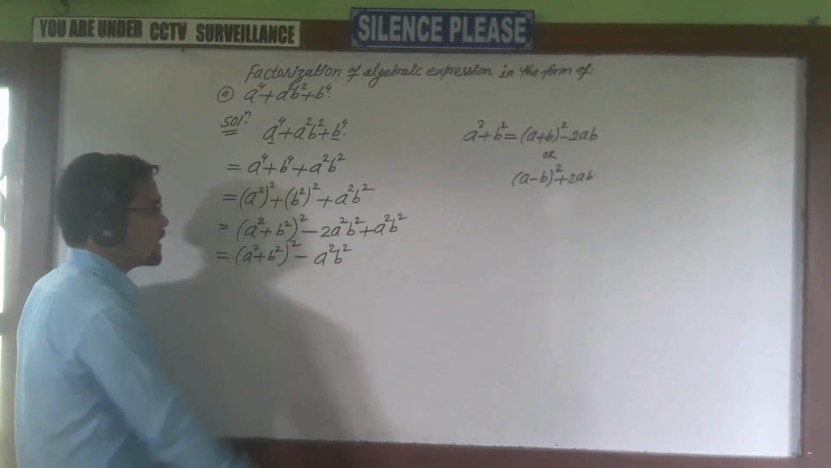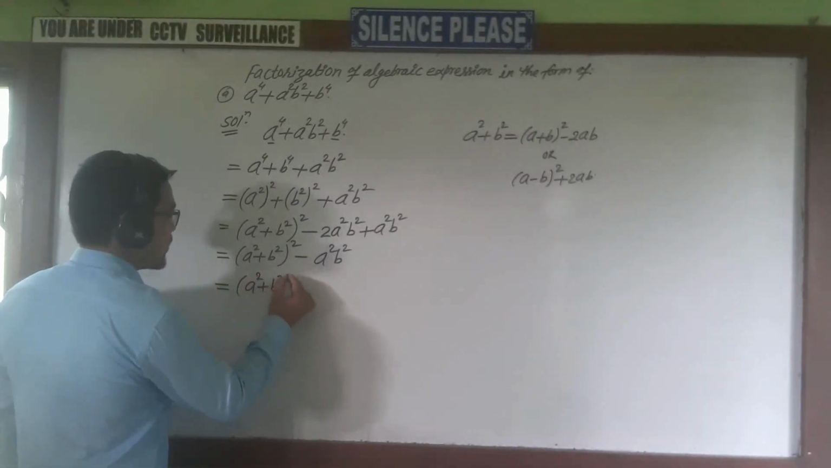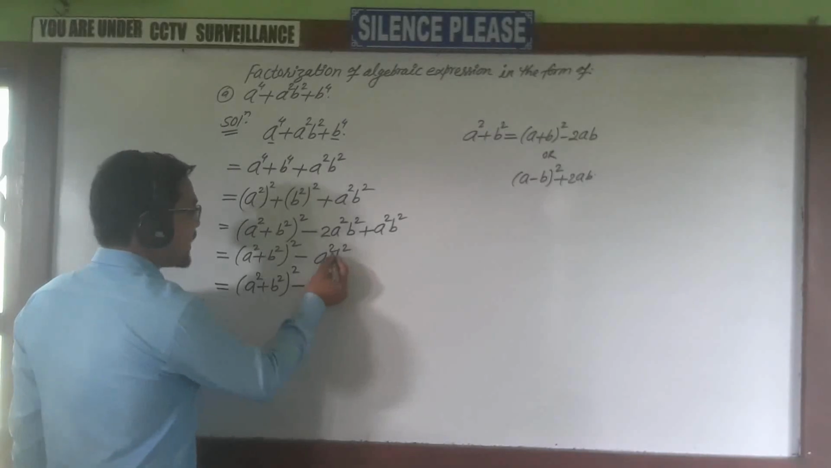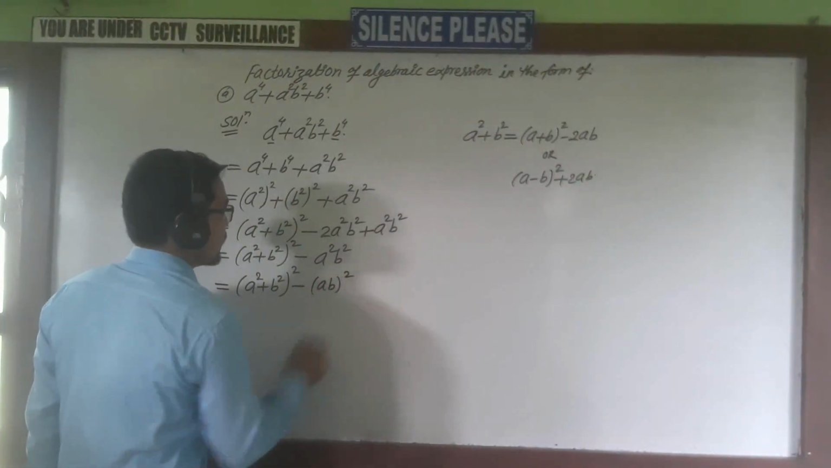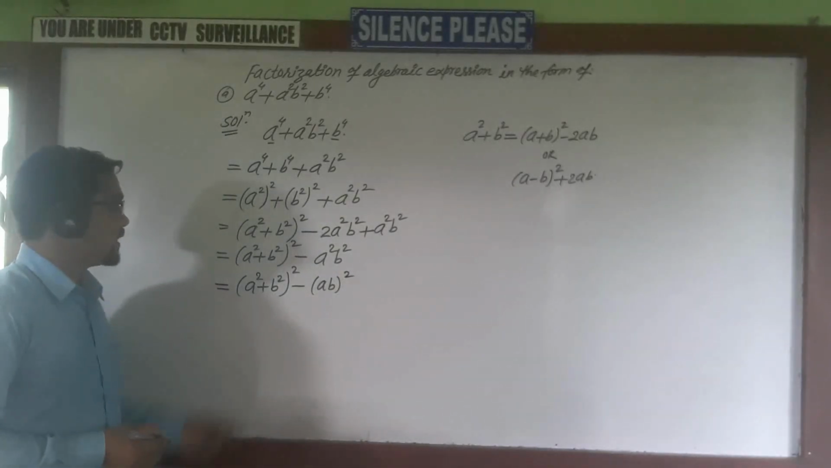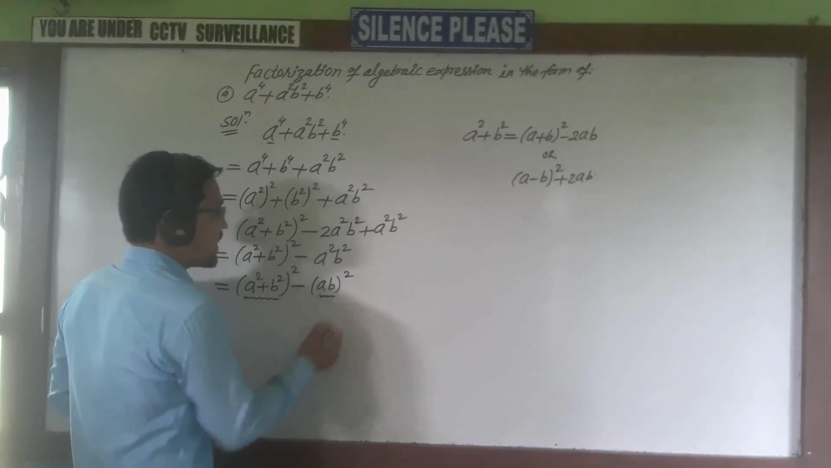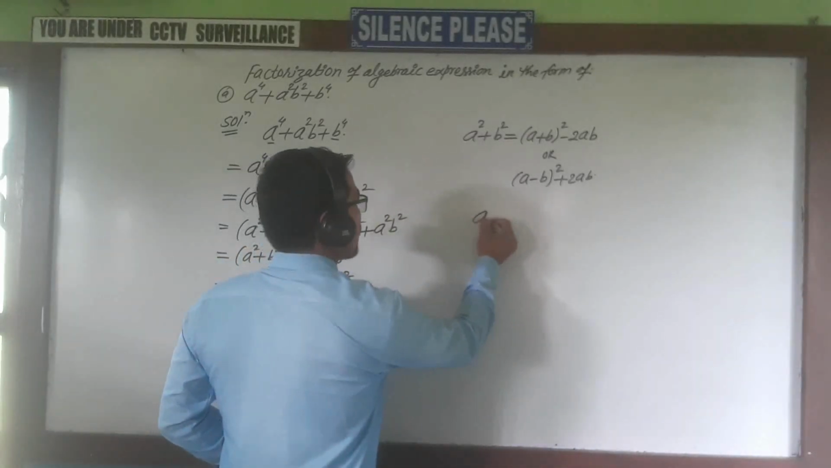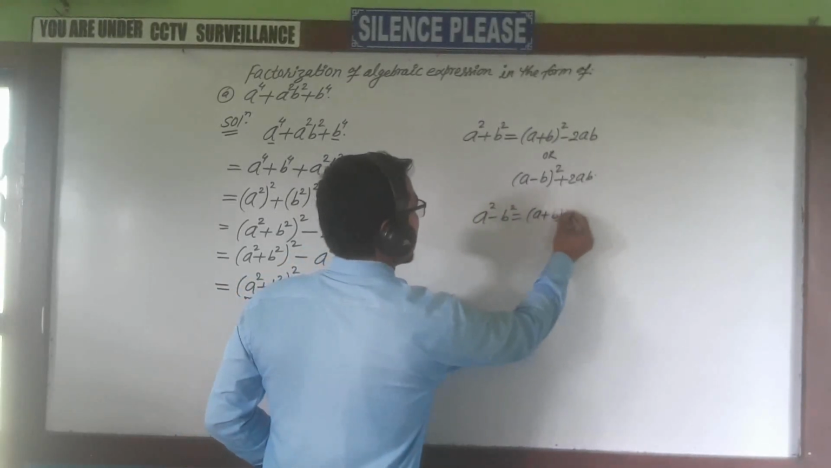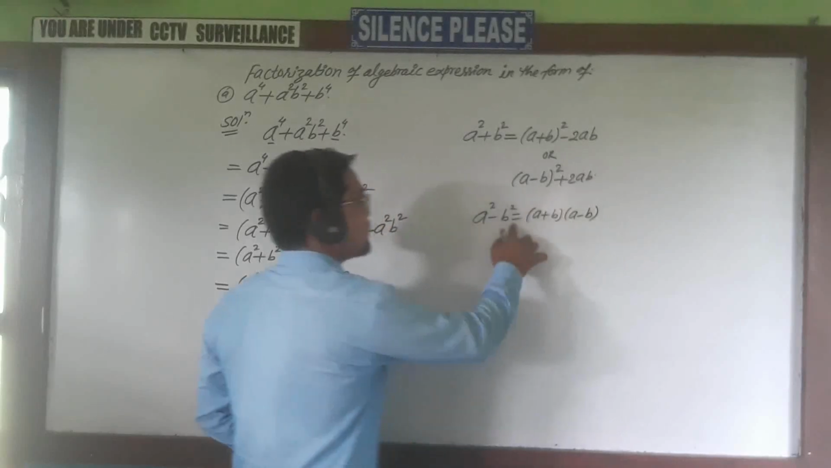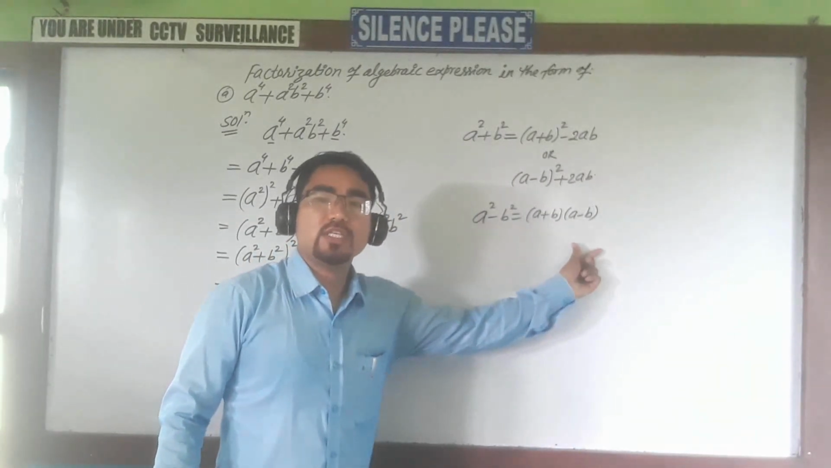This is equal to a square plus b square whole square minus a square b square. We can write (ab) whole square. Okay. So everybody, now you can see that this we have to consider as a again, and this we have to consider as b. Everybody knows the next formula: a square minus b square is equal to (a plus b) multiplied by (a minus b). In this way we can do it.